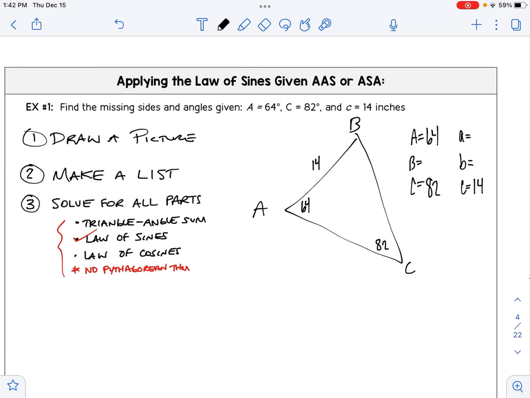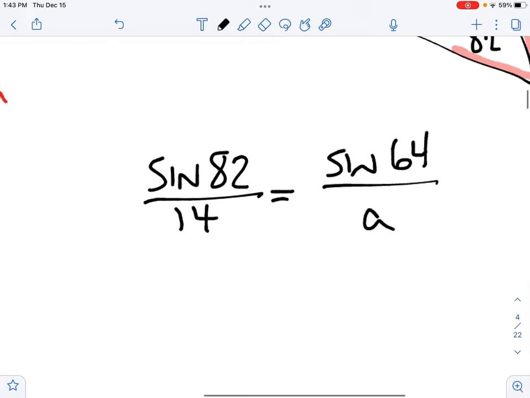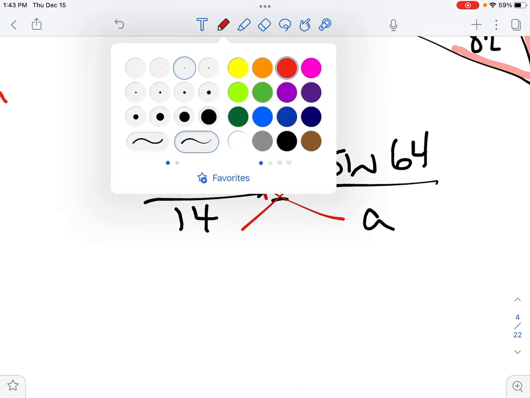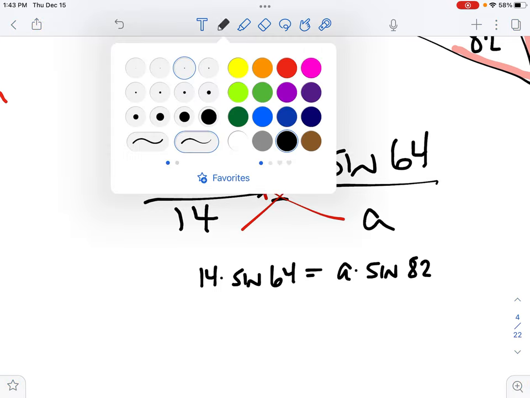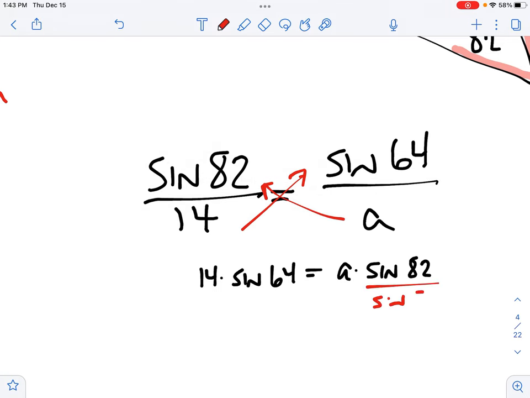The point that I was trying to make earlier is that you have to have that angle side pair to be able to set up law of sines. So this one sets up perfectly. Sine of 82 over 14 is going to equal the sine of 64 over little a. When I'm solving law of sines, it is a proportion, so I'm going to cross multiply to solve that. So 14 times sine 64, and that's going to equal a times the sine of 82. I wouldn't type anything in my calculator yet. I would wait until the next step when I divide by the sine of 82.